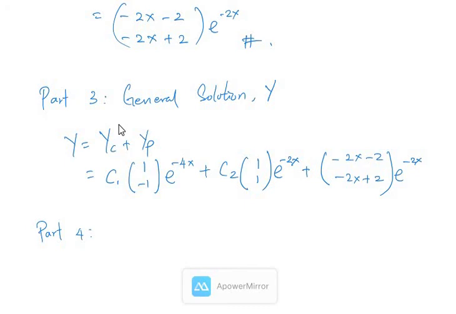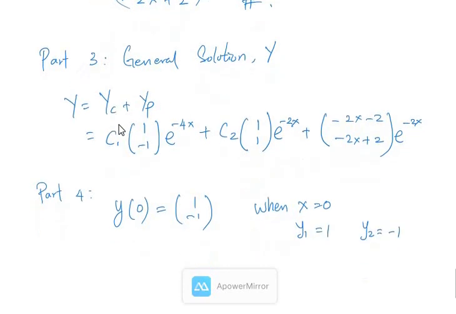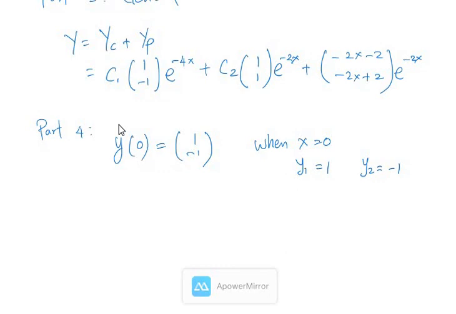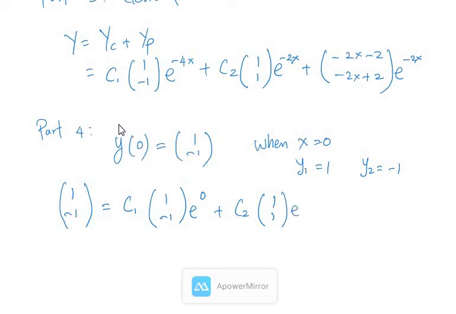That is the particular solution by considering the initial condition. Do you still remember what is the initial condition? The initial condition is y0 equal to 1, negative 1. So this means that when x equal to 0, y1 equal to 1, y2 equal to negative 1. Alright, so I substitute in. So 1, negative 1 equal to C1, 1, negative 1, exponent 0, because the x is 0, plus C2, 1, 1, exponent 0, plus, here, substitute 0 into the x, so 0 minus 2, 0 plus 2, exponent 0.